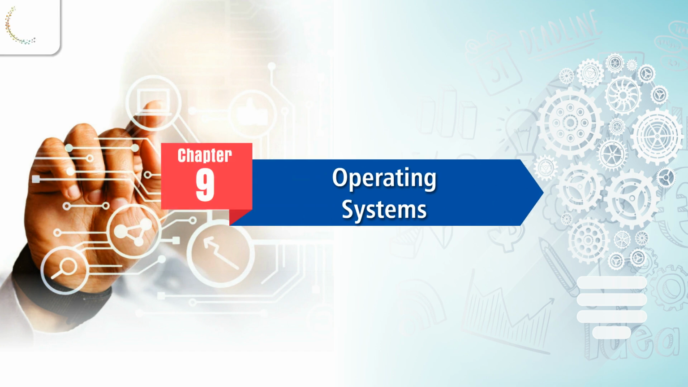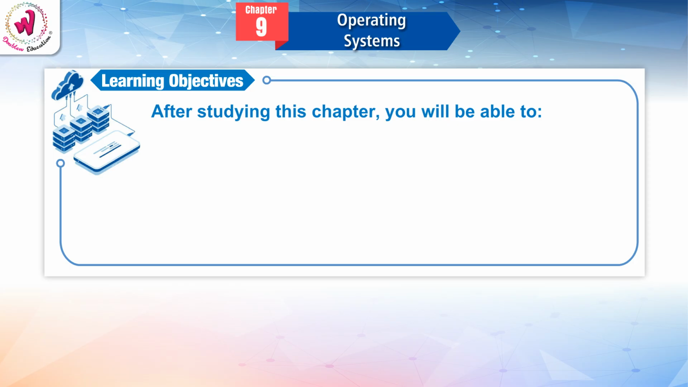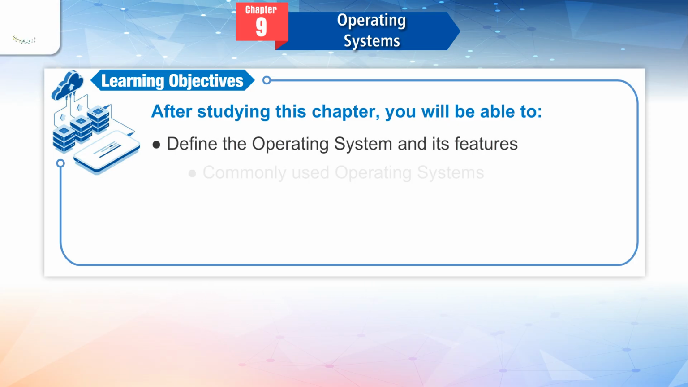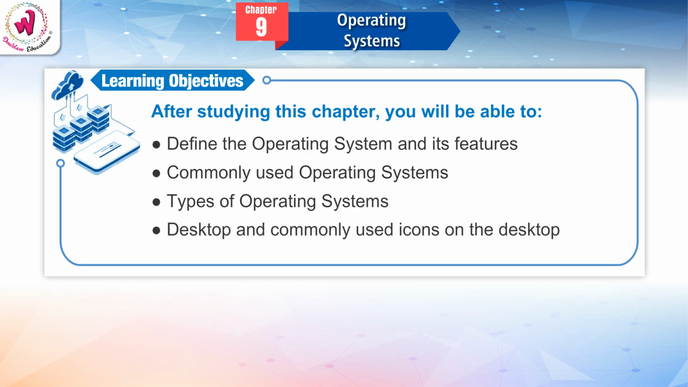Chapter 9: Operating Systems. Learning Objectives. After studying this chapter, you will be able to define the operating system and its features, commonly used operating systems, types of operating systems, desktop and commonly used icons on the desktop.